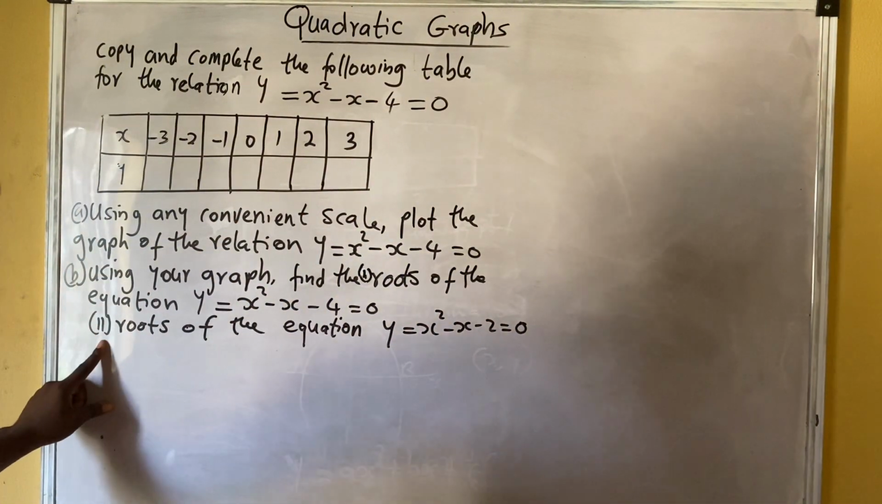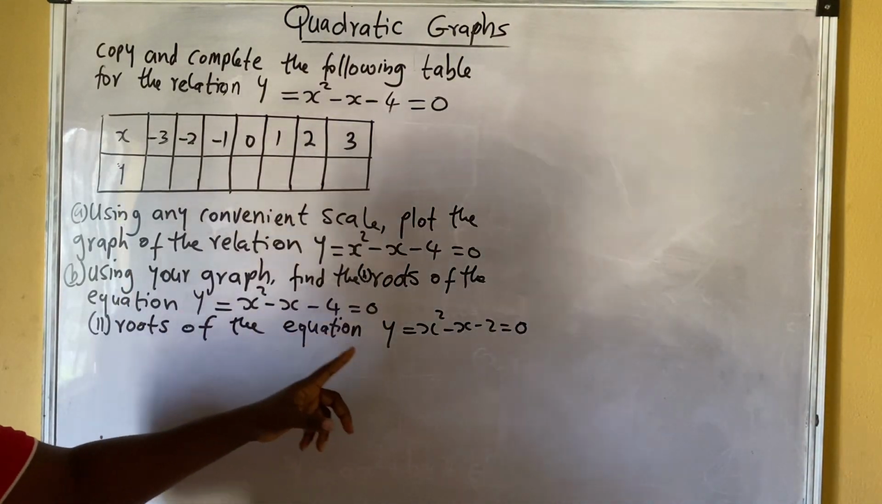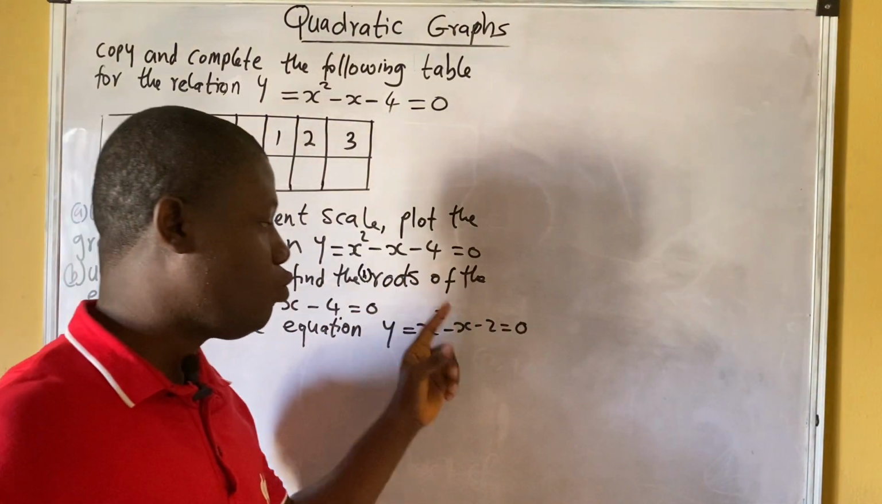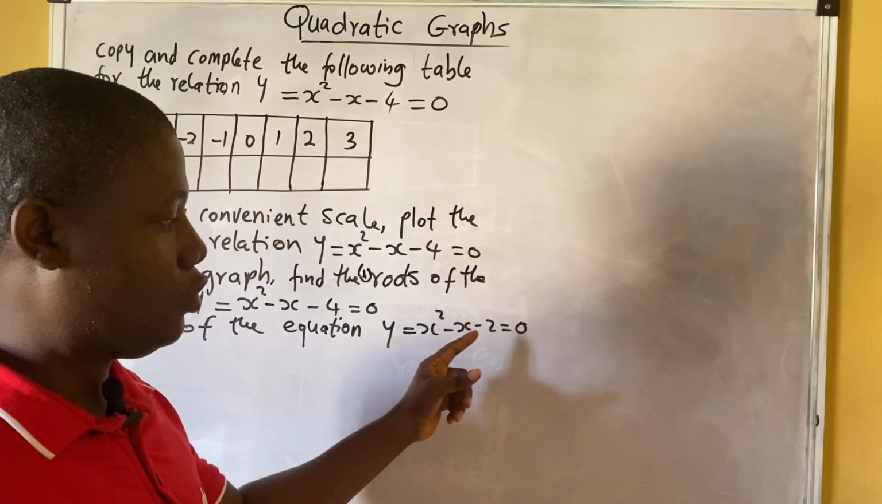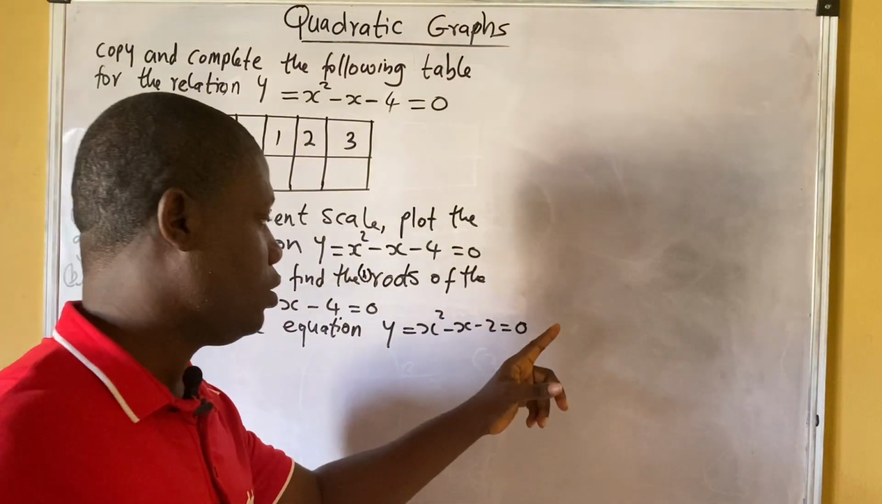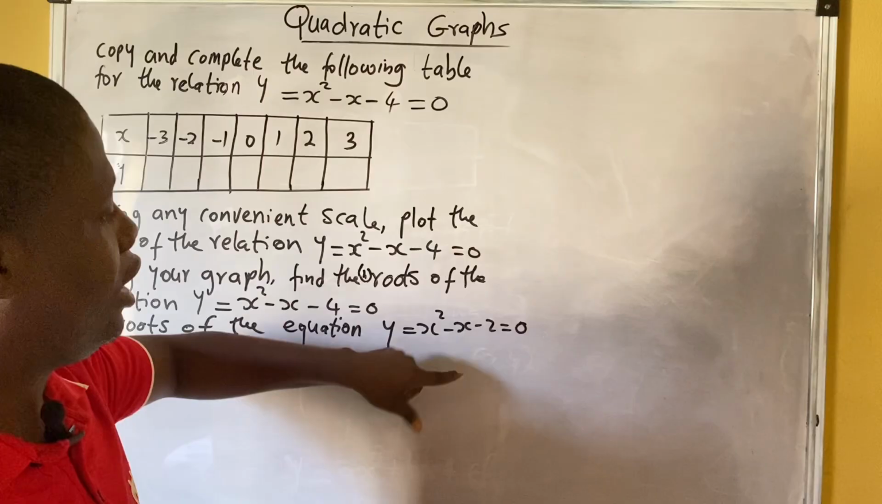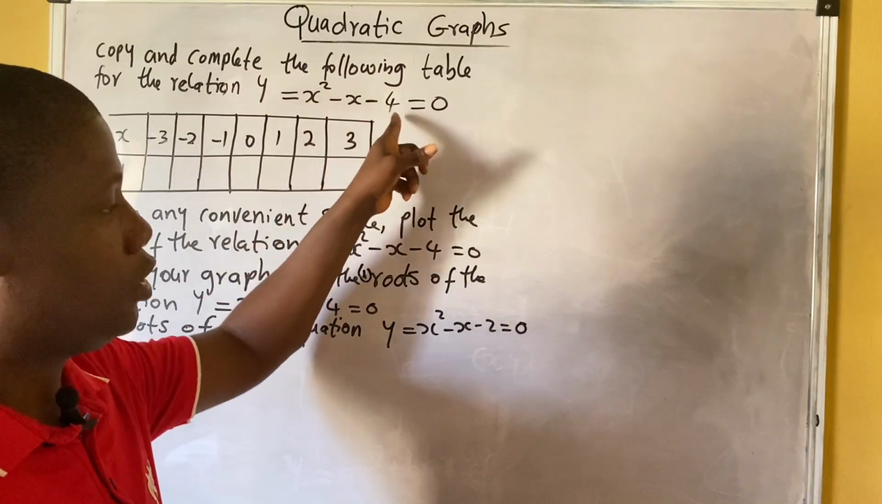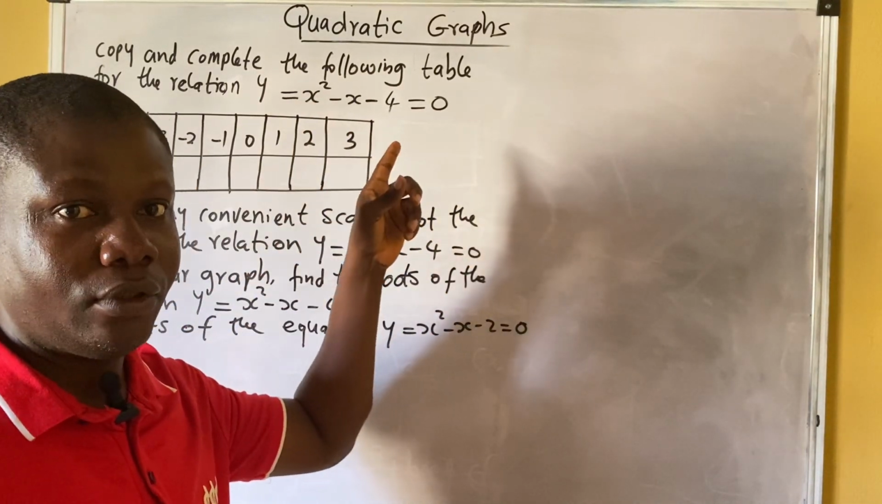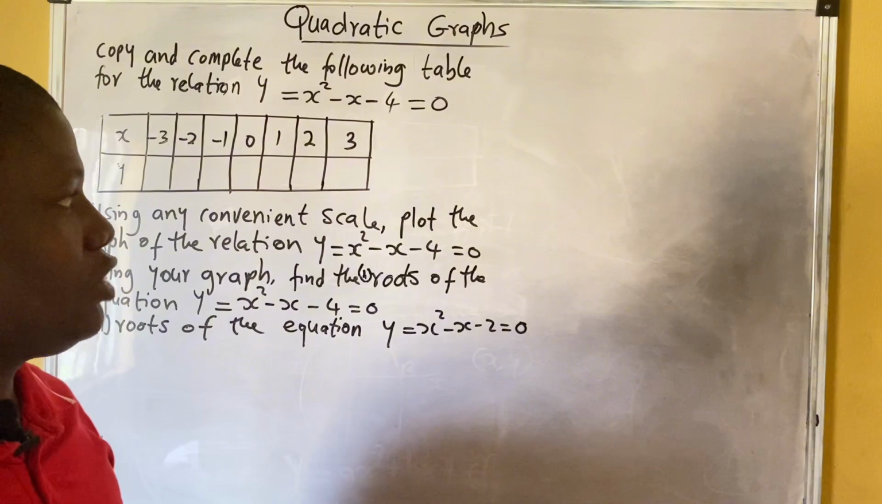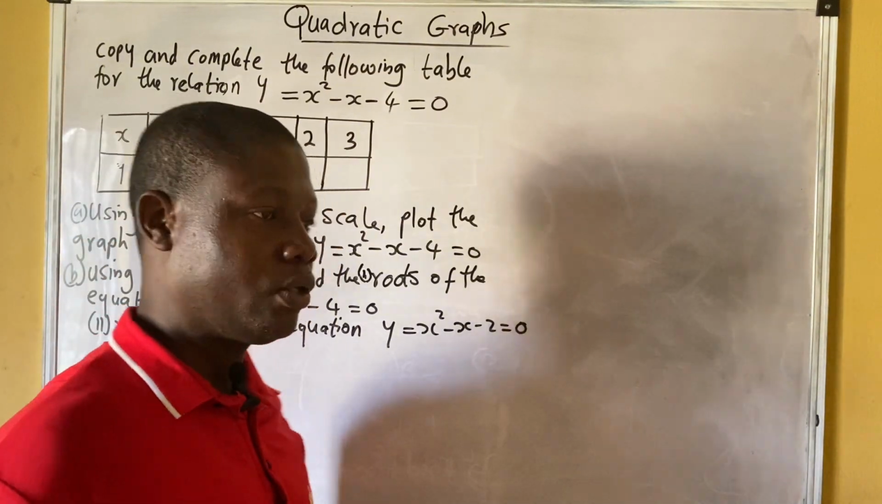And the second part is the root of the equation y = x² - x - 2, which is equal to what? 0. You can see this second question is not the same as the main question we are asked to draw the graph. Okay, so let's look at how to solve this type of problem whenever you come across it.